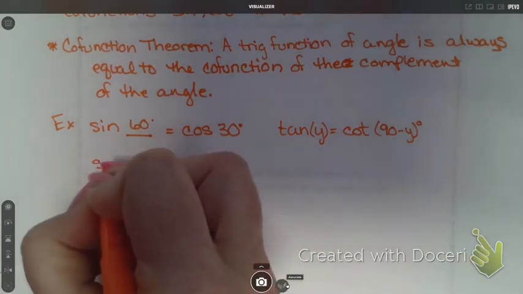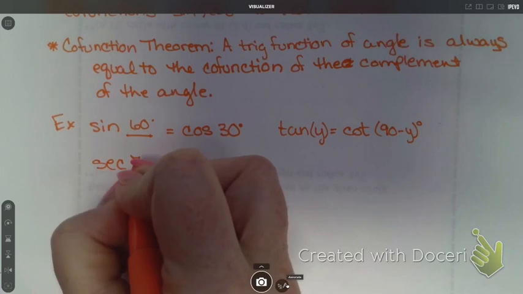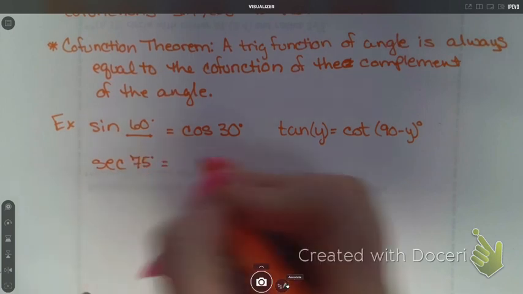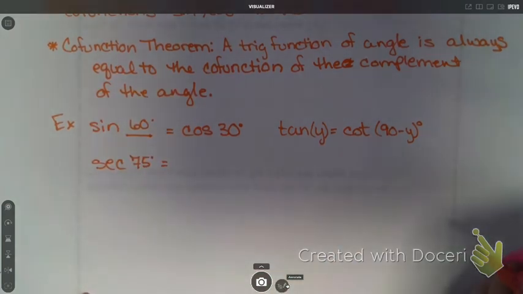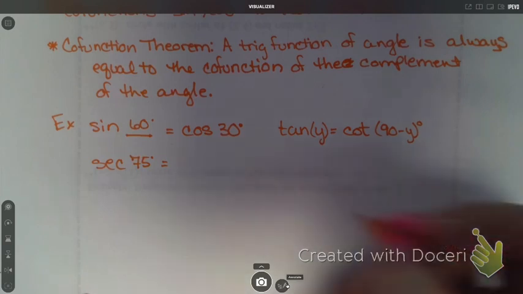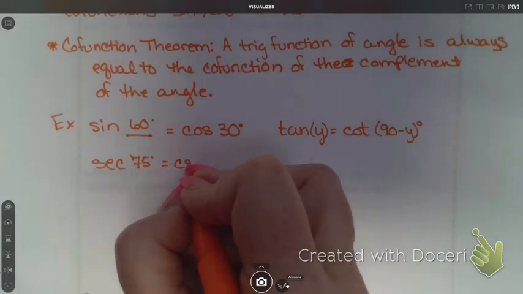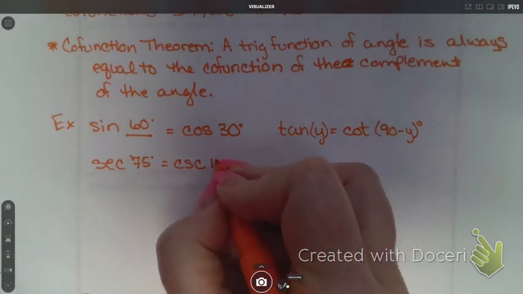The secant of 75 degrees is equal to what? What's its cofunction? The cosecant of 15 degrees.